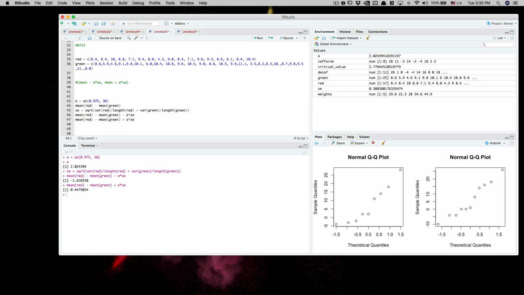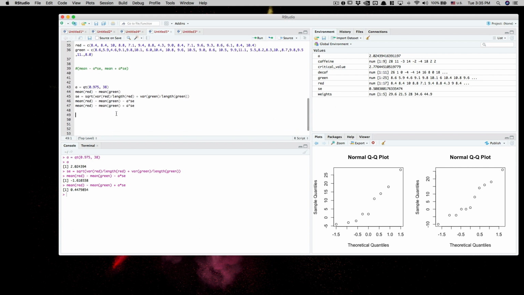So as we can see here, the left bound of this 95% confidence interval of mu1 minus mu2 is negative 1.61, and the right boundary of this confidence interval is 0.45. However, if you think this is too much work, actually we can use a built-in function in R and we can solve everything just by 1 line.